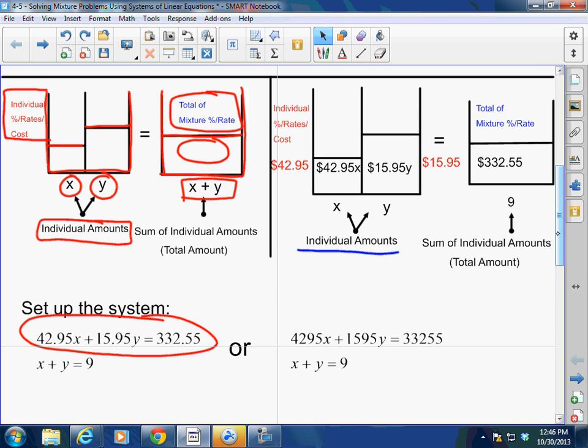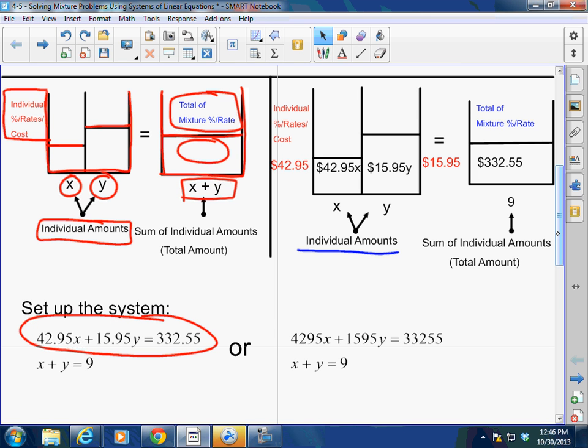Multiply by 100 to everything. So if I multiply by 100 to everything, I'm going to get 4,295x plus 1,595y equals 33,255. Does that make sense, guys, what I did? How I set that table up?